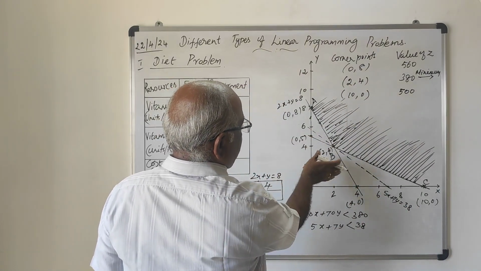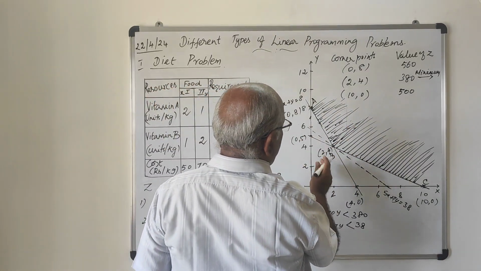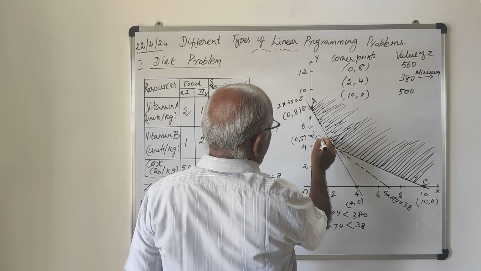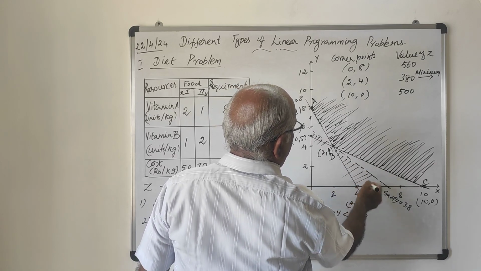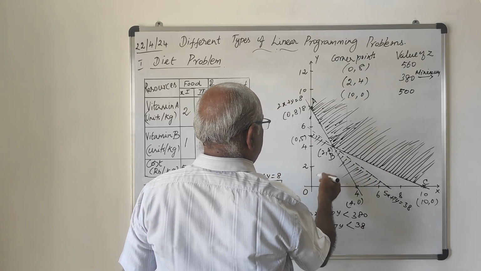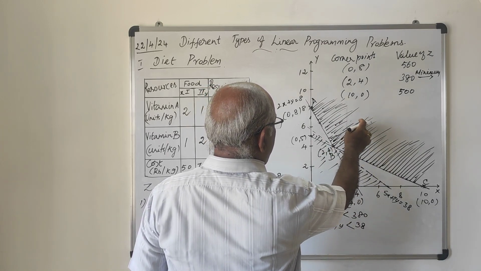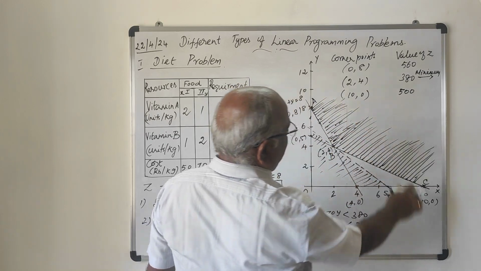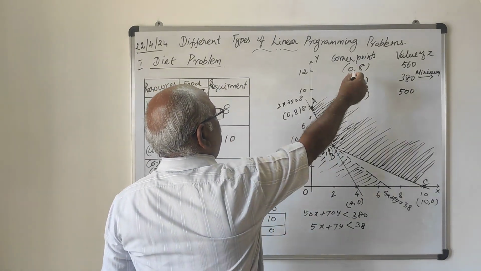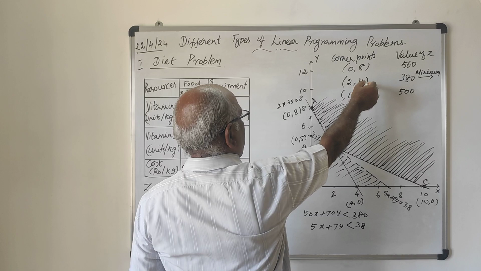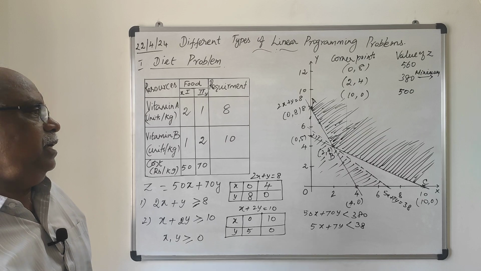There is no region common in the feasible region. There is no point common in the feasible region. Observing the line, the shaded part is this side. Therefore, there is no point common in the feasible region. Therefore, the solution for this problem is, if you mix 2 kgs of food 1 and 4 kgs of food 2, that gives you the minimum cost of the mixture, that is 380.